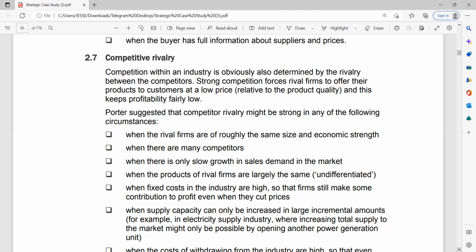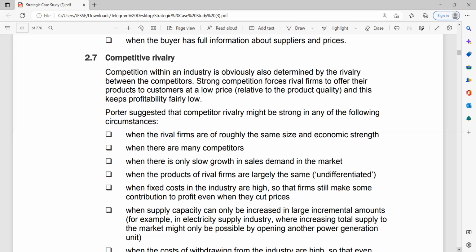Number two, when there are many competitors as well, competition is high. When there's only slow growth in sales demand in the market, competition is high. When the products of the rival firms are largely the same, we talked about this earlier. When they are undifferentiated products, it's also the same situation. When fixed costs in the industry are high, so that firms still make some contribution to profits even when they cut prices, right? So that's also another point.